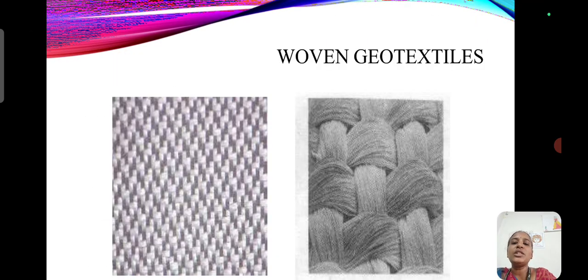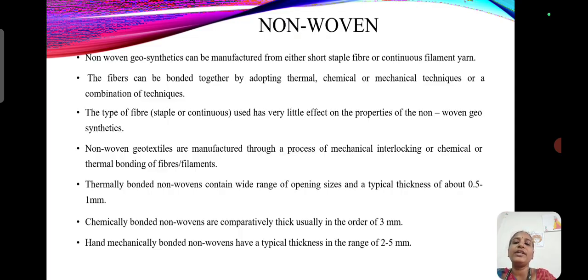These are some of the examples of woven geotextiles we have. Here the longitudinal yarns we call warp yarns, and the horizontal yarns we call weft yarns.